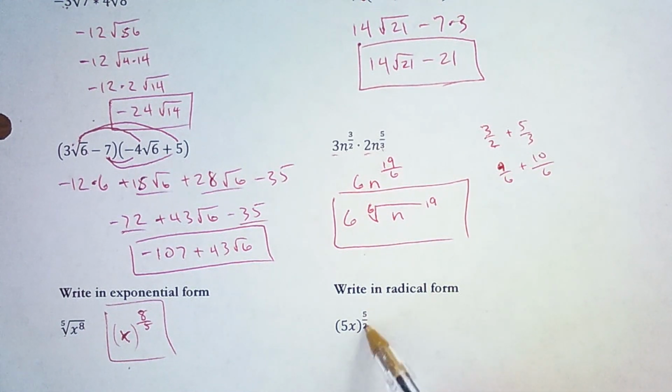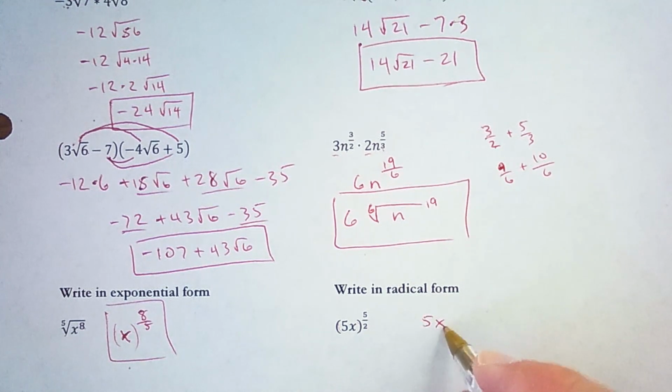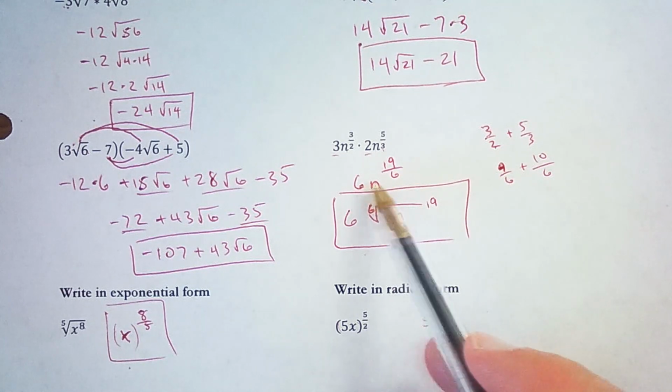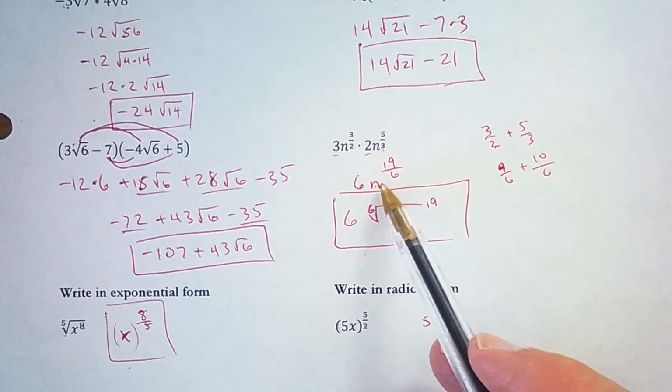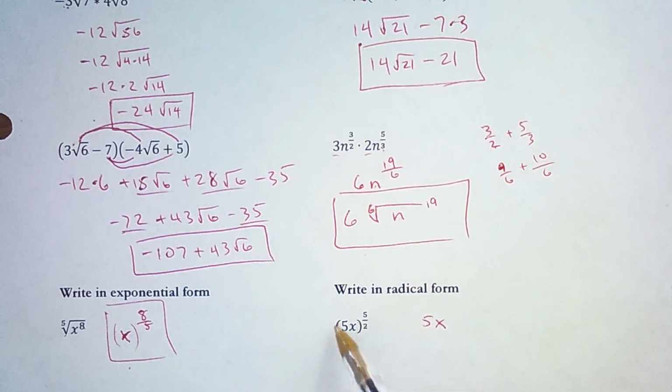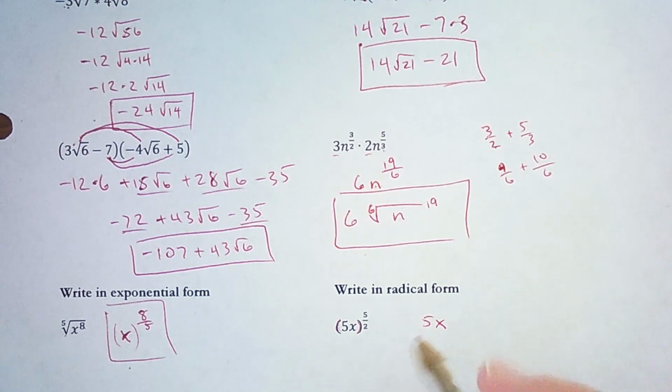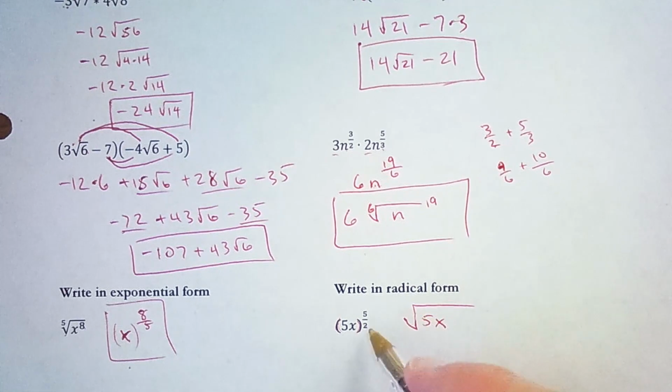In this case, if I mean for that 5 over 2 to be the power for the 5 and the x, we have to have these parentheses. If it's just one number or one variable, I do not need the parentheses. This one is going to be written in radical form. So 5x is both attached to the exponent. Up here, these weren't both attached, so only the n went under the radical. These parentheses say everything is attached to that power, so everything goes under the radical.